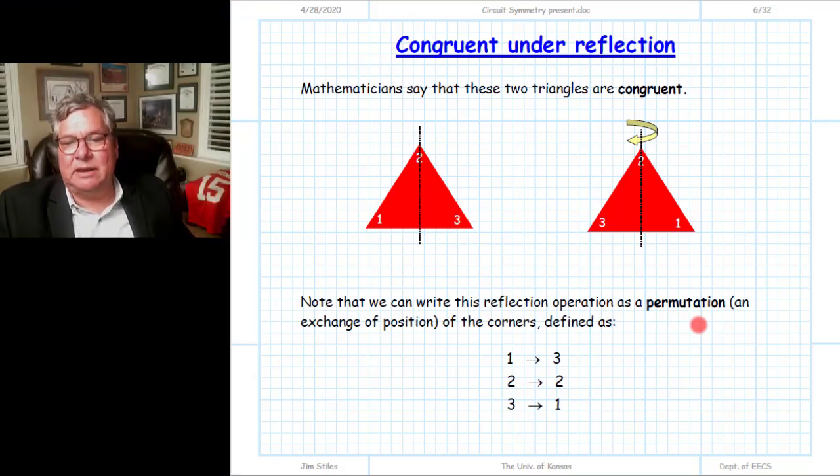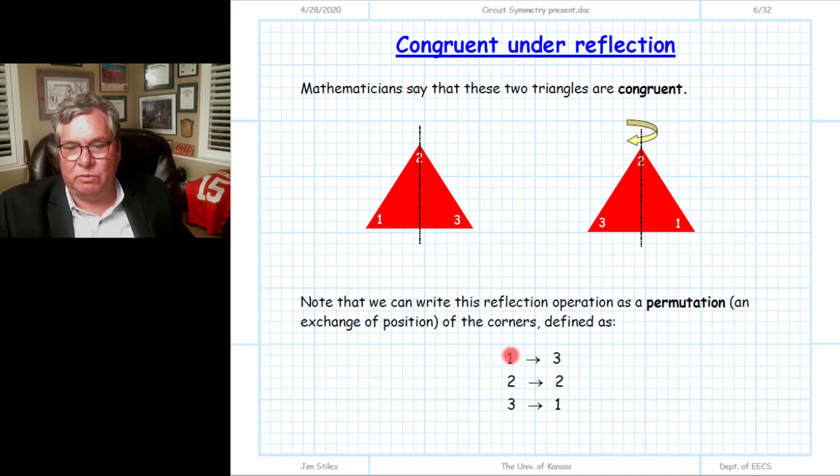So this is how we define the symmetry associated with this symmetric plane. We say, again, based on these labels, that we have a permutation. 1 goes to 3. All right, this corner goes over here. And of course, then 3 goes to 1, back over here on this side. This corner 2, of course, is the same after the reflection, before and after. So we write this mathematically as 2 going to 2.